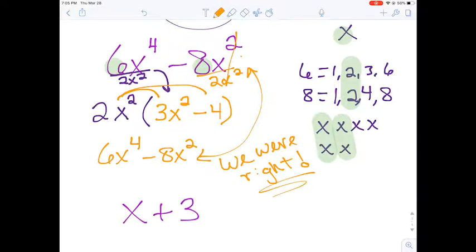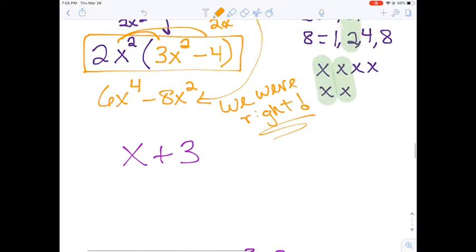You don't have to do the distributing because we want our end result to be this factored form, but you can use it as a check to see if we did it right.